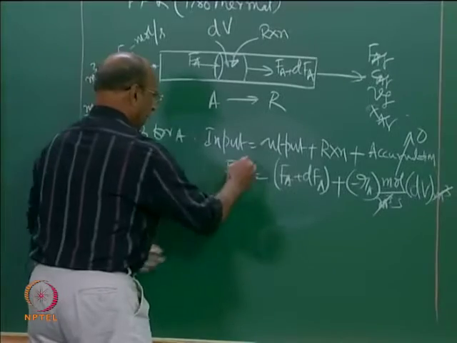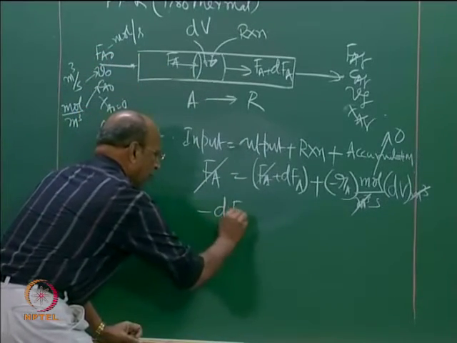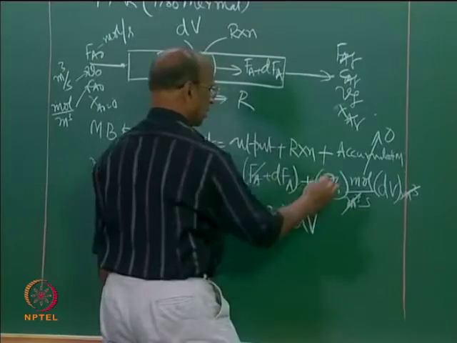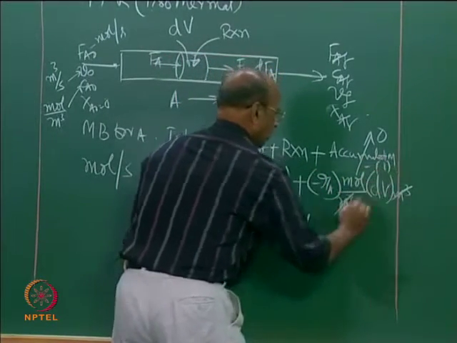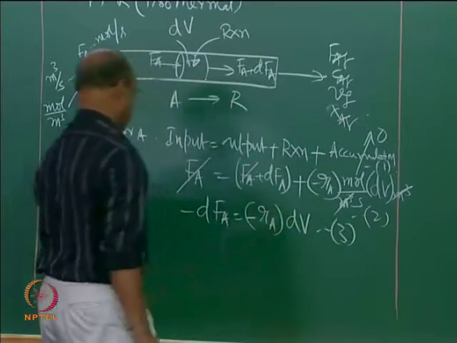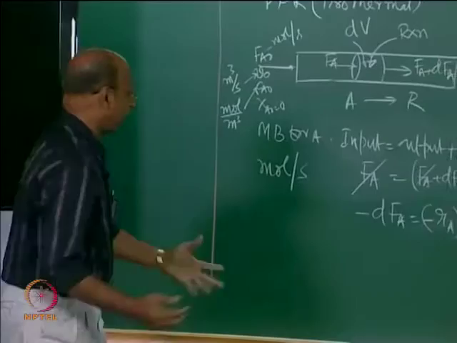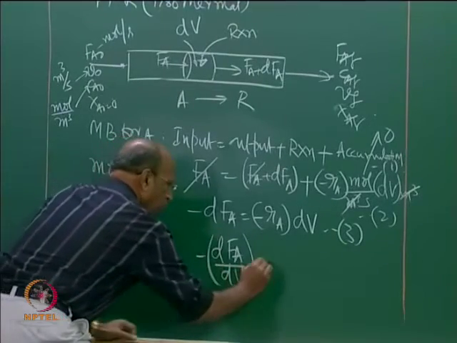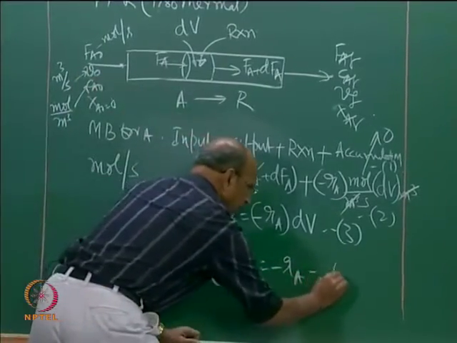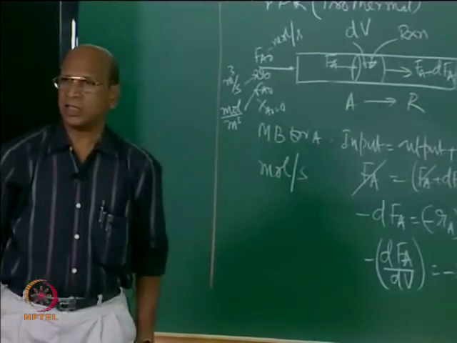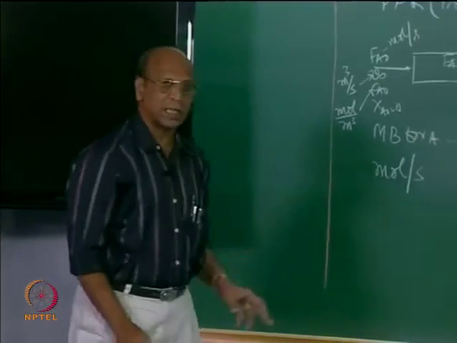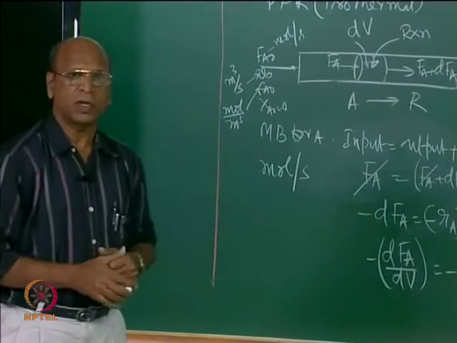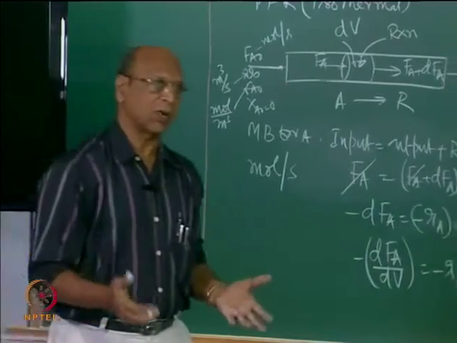Now, FA and FA are both the same, so I can bring here minus dFA equal to minus rA dV. If I call this equation 1, this is equation 2, and this is equation 3. In fact, I can simply write this equation as dFA by dV equal to minus rA. But this equation is not useful to me, because I would like to put it in terms of easily measurable values. FA is not that easily measurable, so I want to express it in terms of conversions or concentrations, good.